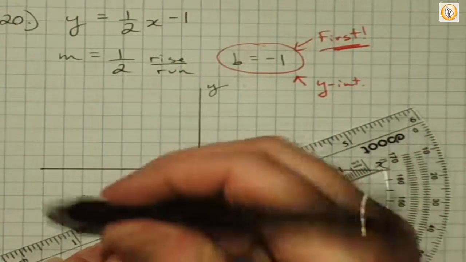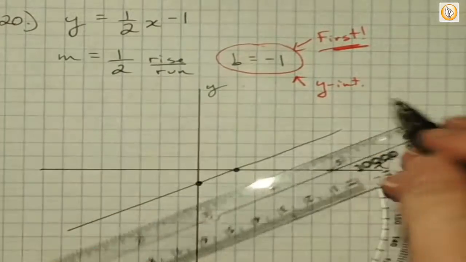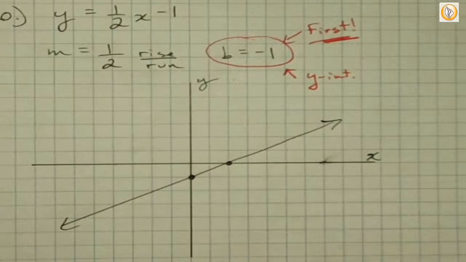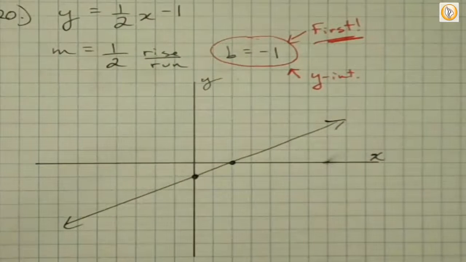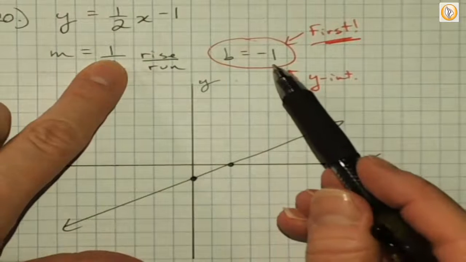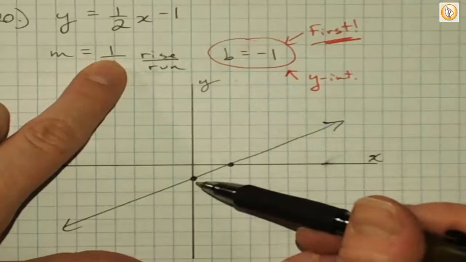I connect my dots. The graphing is so easy. I was dreading it before, but now I'm like, okay, that's not bad. There you go. You start here, that's why your y-intercept should always be put on there first.